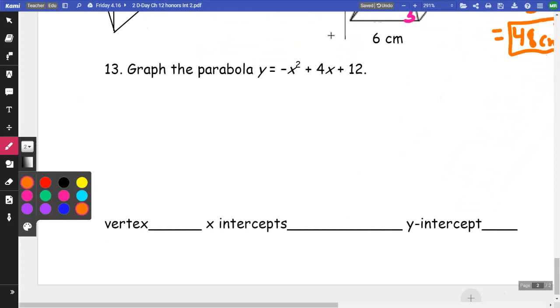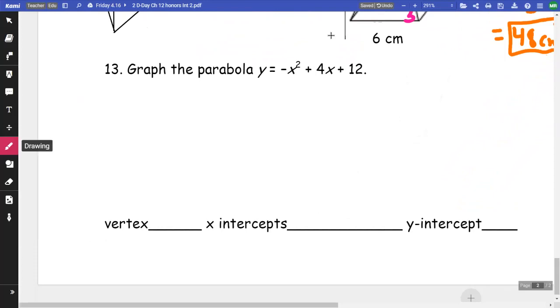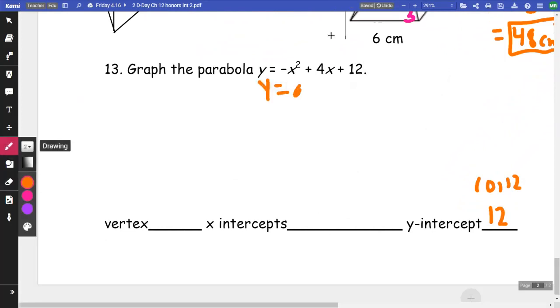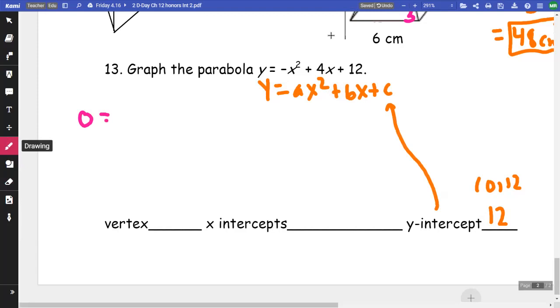So if I'm going to graph this and find these pieces, the very first thing, this 0, 12 is going to be our y-intercept, okay? Because when it's in the form y equals ax squared plus bx plus c, c is going to be our y-intercept. Let me find my x-intercept. So I'm going to set this equal to 0. So this is going to be negative x squared plus 4x plus 12.